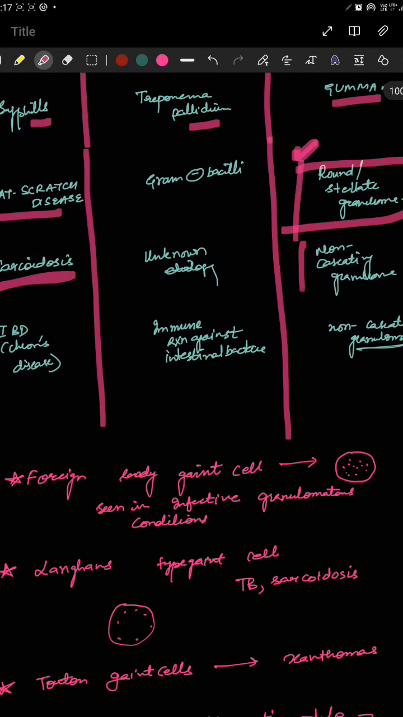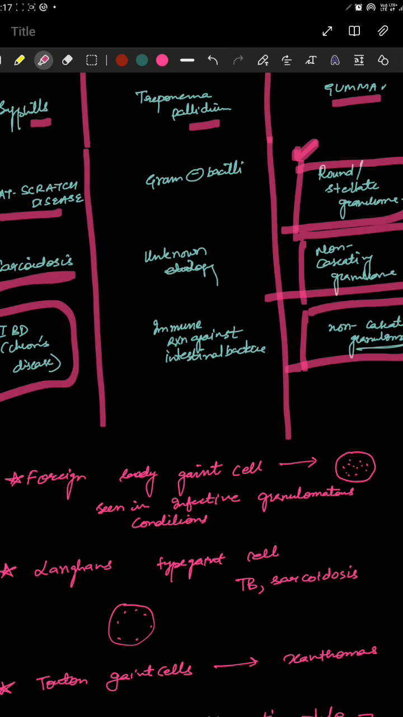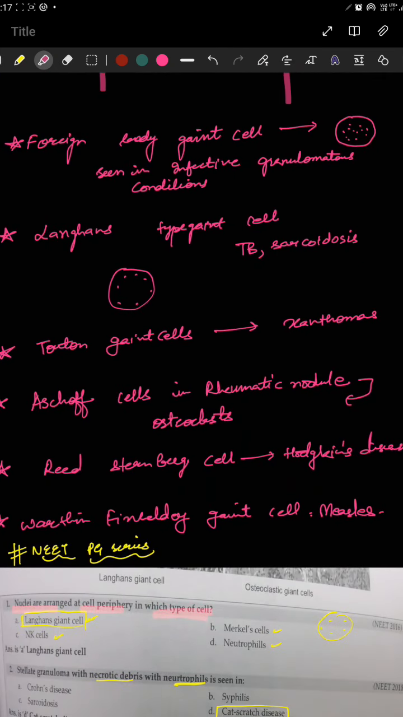But we have the non-caseating granulomas. Now the IBD, we all know that is your ulcerative colitis and the Crohn's disease, which is also associated with our non-caseating granulomas, right? But there are certain conditions that we should know.